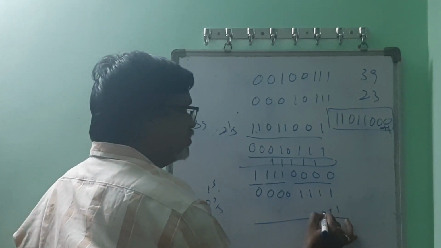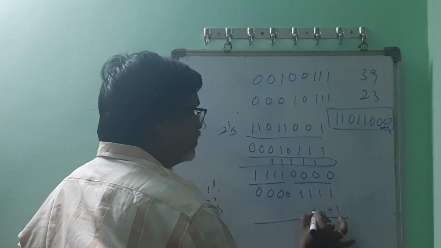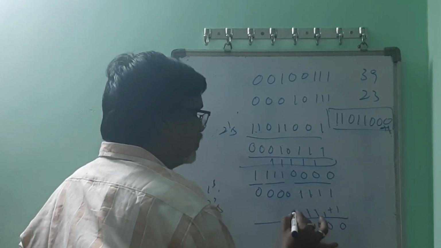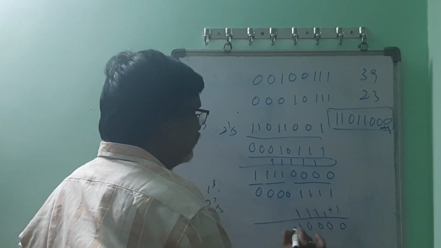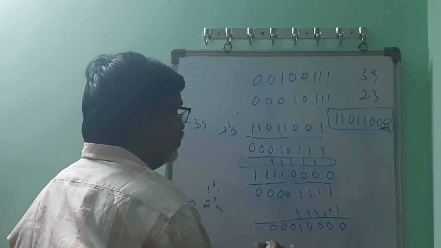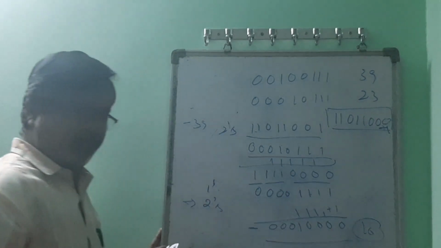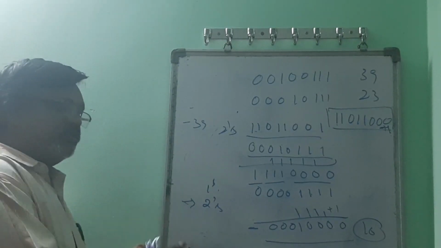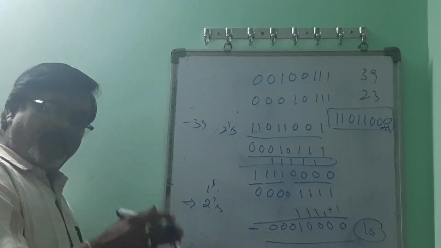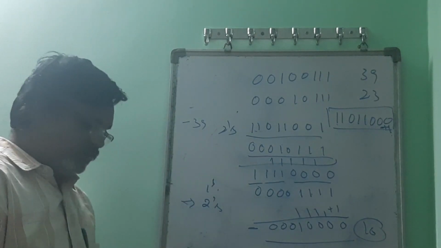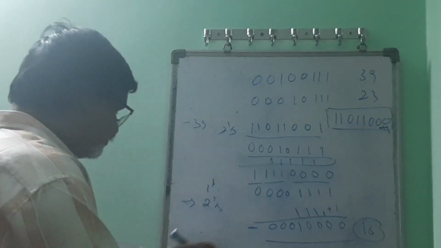So 1 plus 1 is 1 0, 1 plus 1 is 1 0, 1 plus 1 is 1 0, 1 plus 1 is 1 0, 0 plus 1 is 1, giving 1 0 0 0 0. So this is 16 as previously, but it is a minus value, you have to put the minus sign. So this is the way we perform subtractions using 2's and 1's complements. Okay.